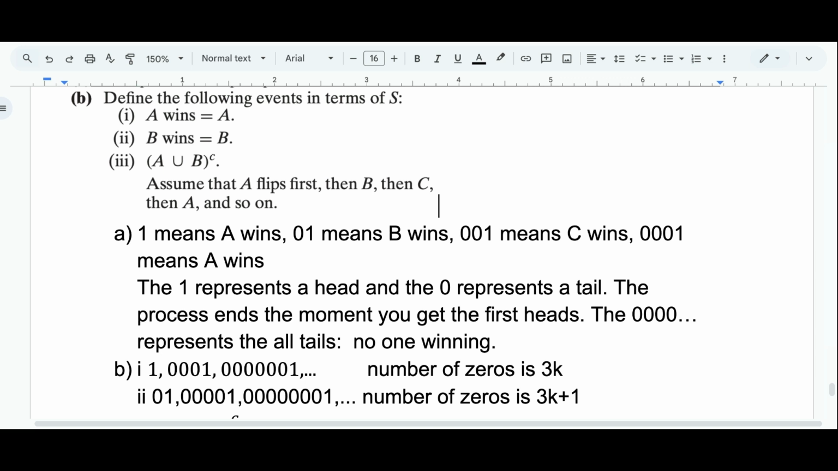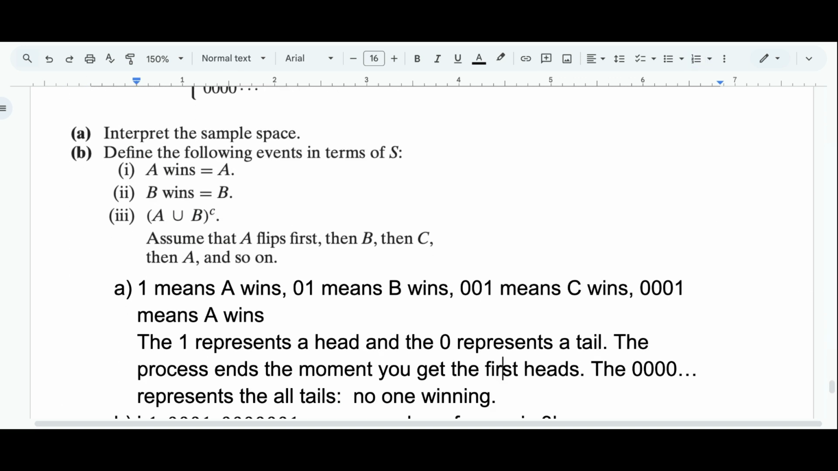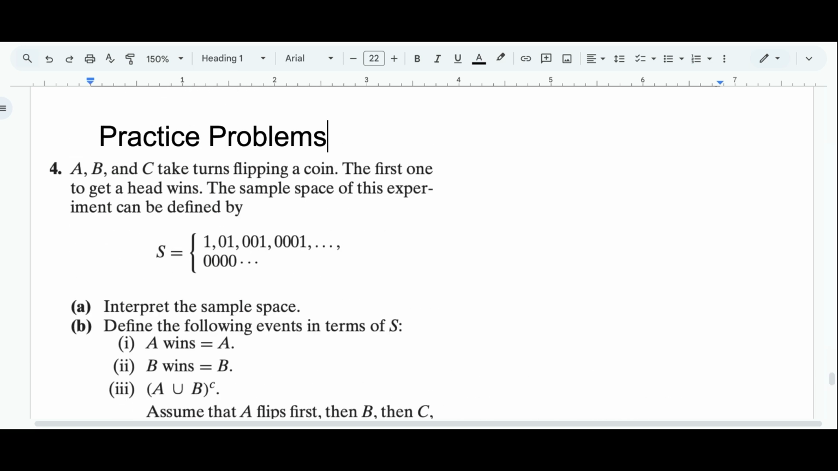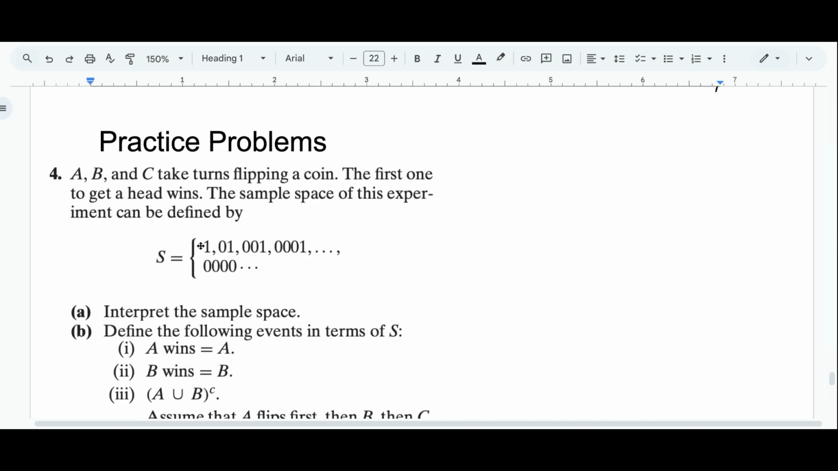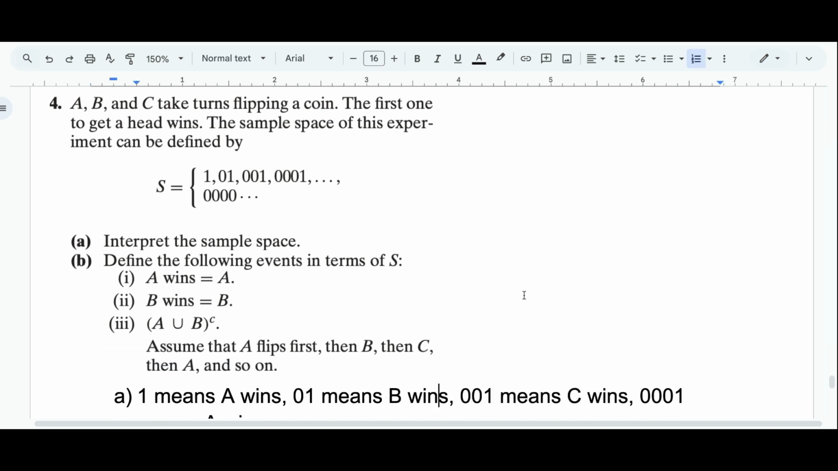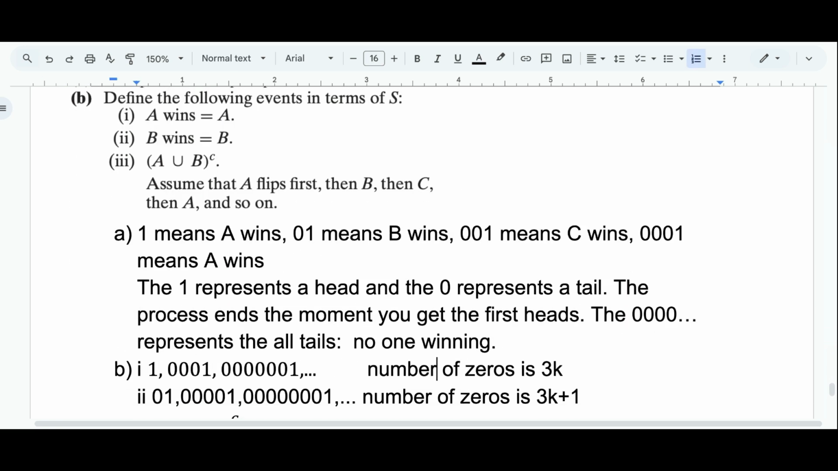So I'm just going to maybe do the first part here. In order for A to win, what has to happen? A flips first, so if there's H on the first flip, A wins. So this first element here, the single 1, that's representing A wins. Now the next situation where A would win is that we'd have to have 3 tails. Everybody would have to get tails, and then it would go back to A on the fourth trial, and we get a 1. So it's triple 0, and then a 1 would also represent A winning. So we need the number of zeros to be a multiple of 3.